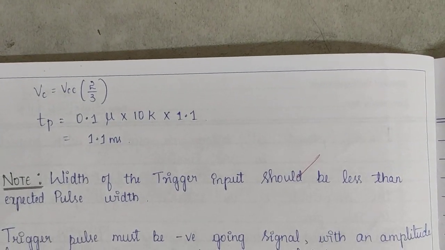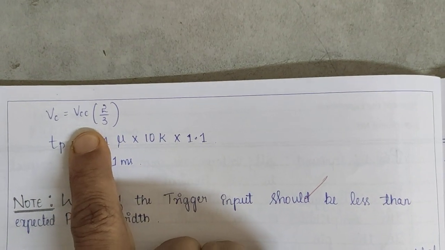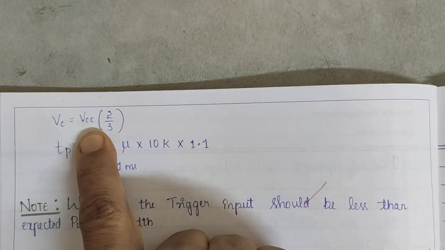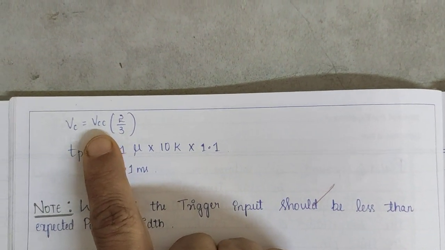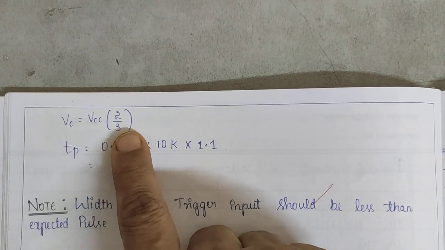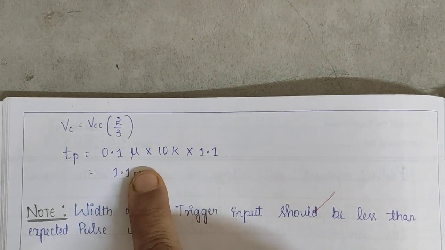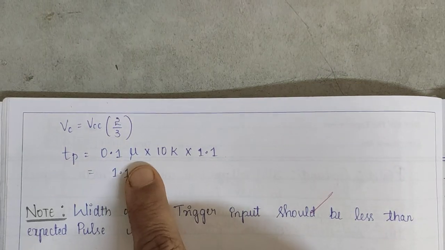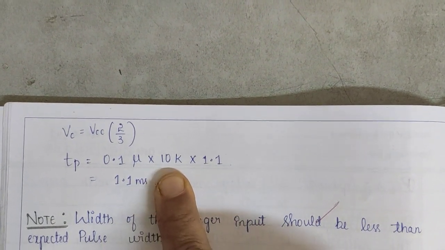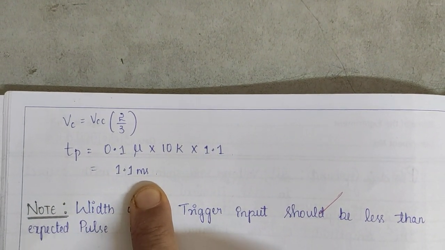Now we will consider VC, the voltage across the capacitor, which is up to 2/3 of VCC. VCC we have taken as 5 volts, and I will show you where 2/3 of it affects the circuit. TP is equal to 0.1 microfarad capacitance, 10 kilo ohm resistance into 1.1, which gives you 1.1 milliseconds.